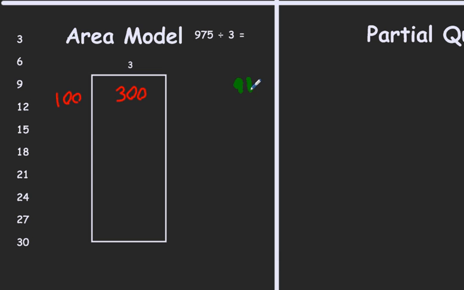So 975 minus 300. 5 minus 0 is 5. 7 minus 0 is 7. And 9 minus 3 is 6. And now I can see that took a small chunk away.